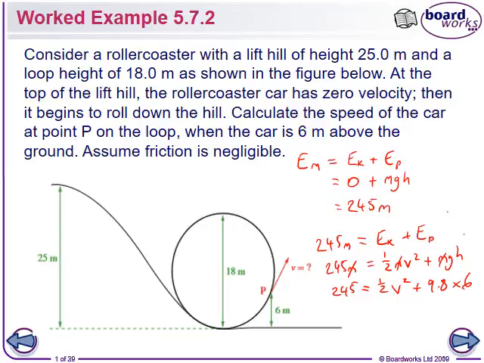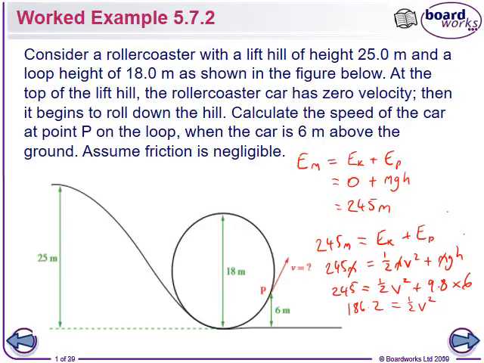So we're looking at absolutes here. It started at 25 meters above the ground. It's now 6 meters above the ground. Okay. So what's 9.8 times 6? So 58.8. 245 minus that. So I get 186.2 equals half v squared. This is getting a little bit messy.